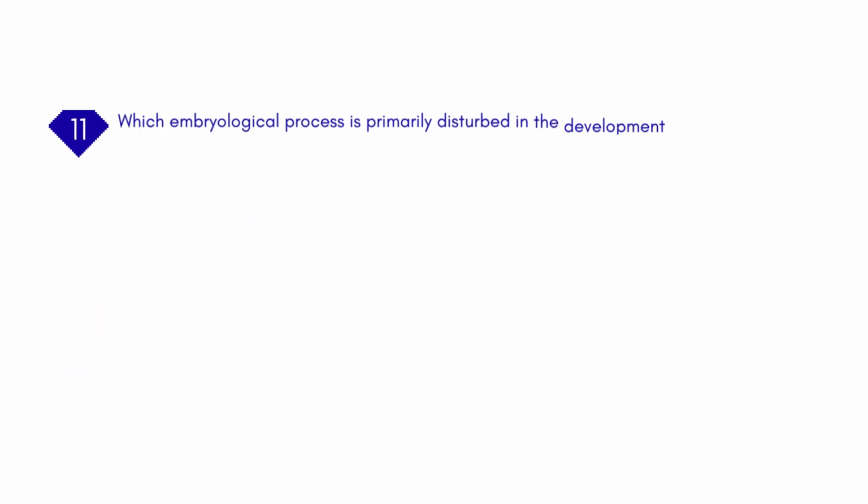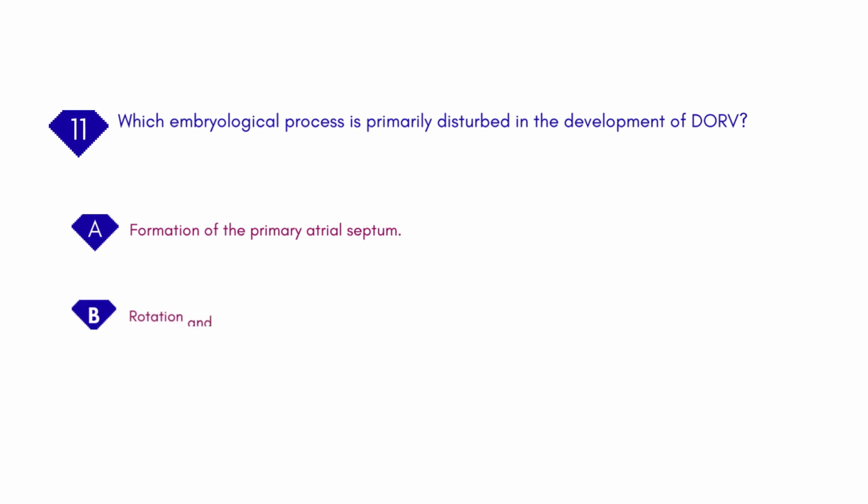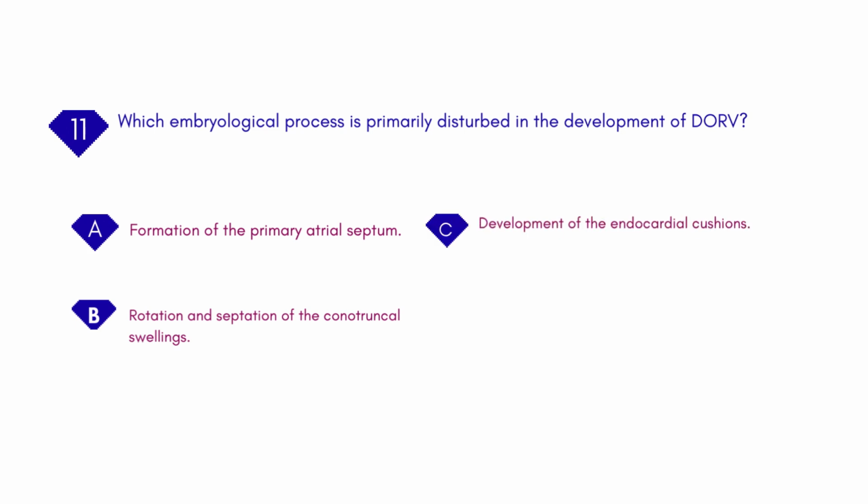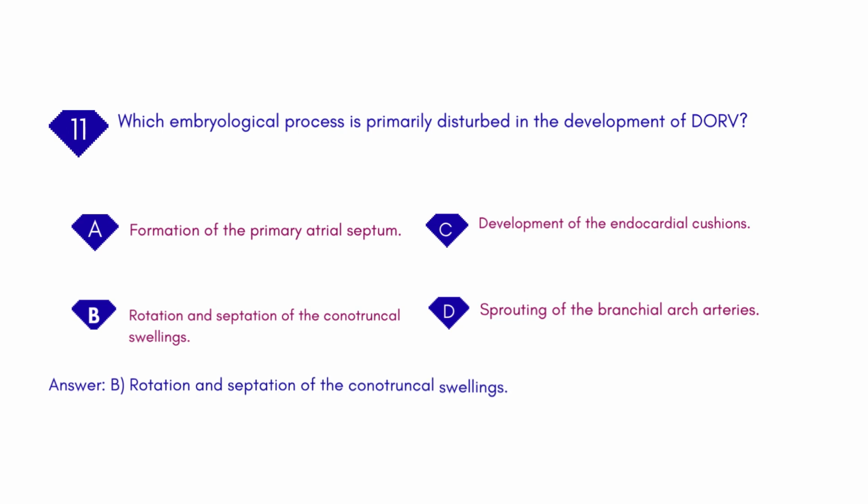Which embryological process is primarily disturbed in the development of DORV? A. Formation of the primary atrial septum. B. Rotation and septation of the conotruncal swellings. C. Development of the endocardial cushions. D. Sprouting of the branchial arch arteries. Answer: B. Rotation and septation of the conotruncal swellings.